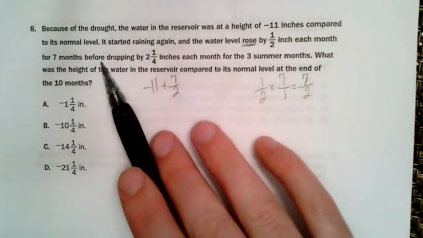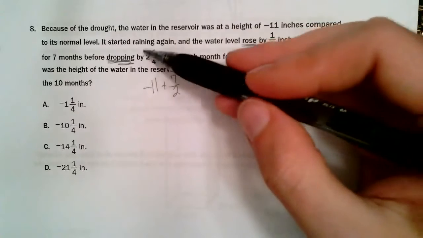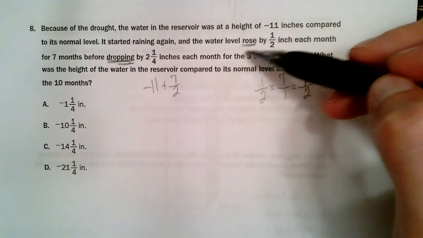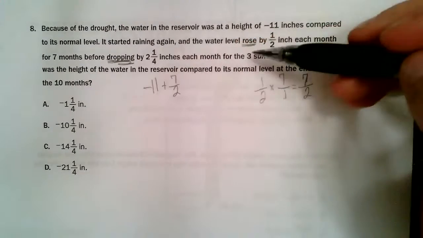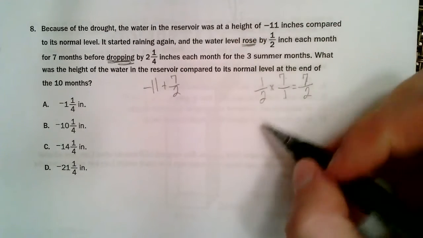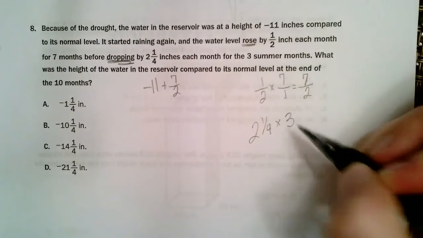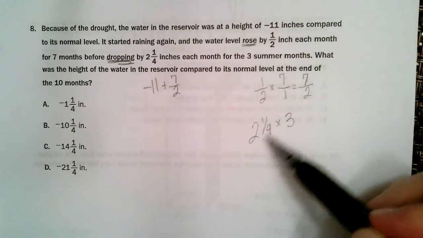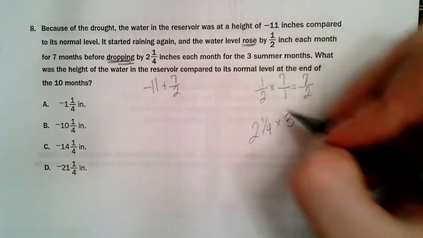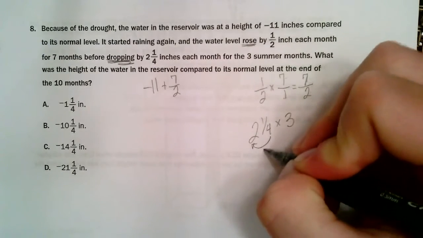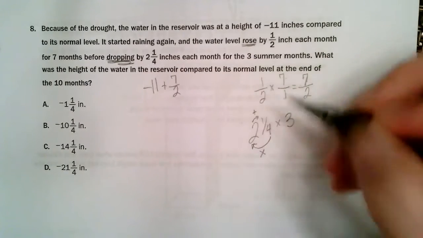Then it says before dropping, so since it drops, I know I'm going to be subtracting by 2 1/4 inches each month for the 3 summer months. Okay, so it dropped 2 1/4 inches for 3 months. So I need to take 2 1/4 and multiply it by 3. Okay, now I can't multiply a mixed number here, so I'm going to change this to an improper fraction. Okay, to change it to an improper fraction, you multiply the denominator by the whole number, and then you add the numerator.